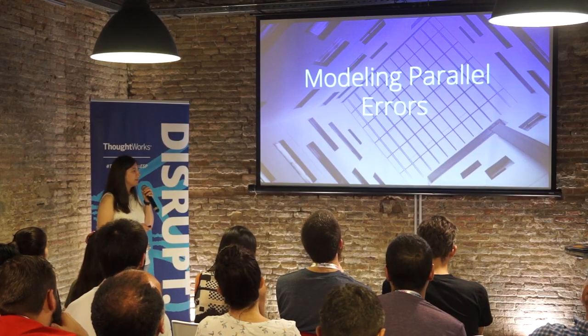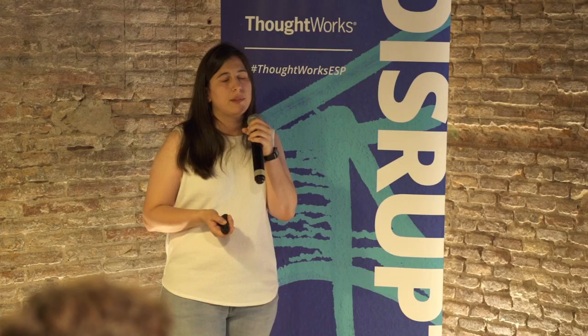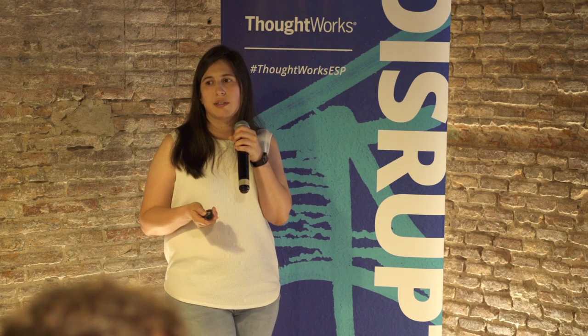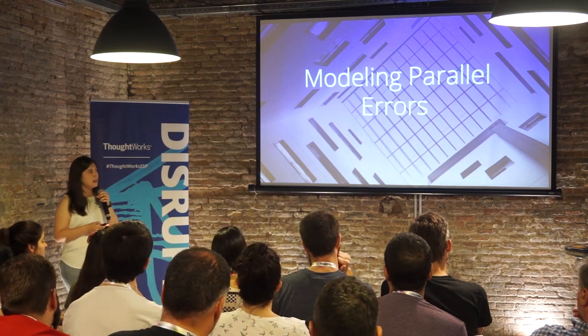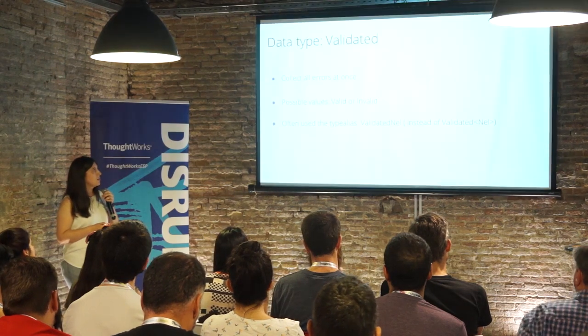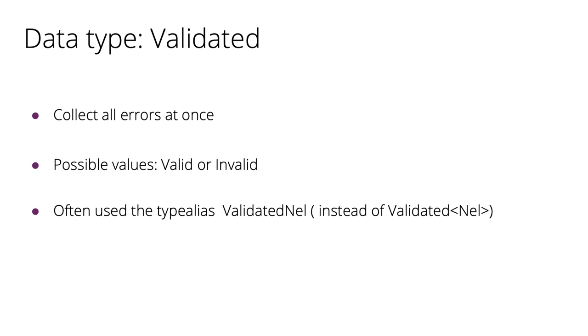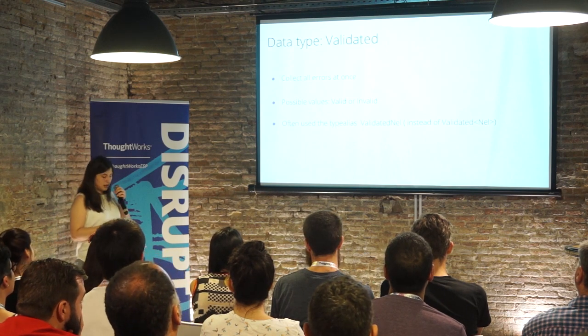Another interesting thing is that maybe there is a time when we want to check all the values that we receive in our request, for example, name, surname, et cetera. We want to do that all at the same time, in parallel. For this, we can use the type Validated. Validated collects all the errors at once and has two possible values, valid or invalid. And to do this, we have to implement some things.